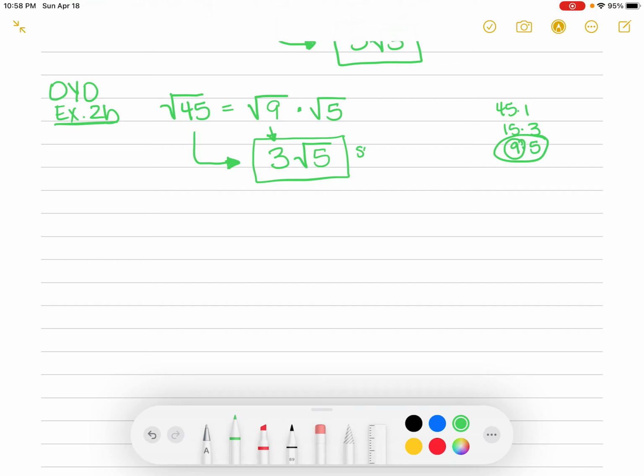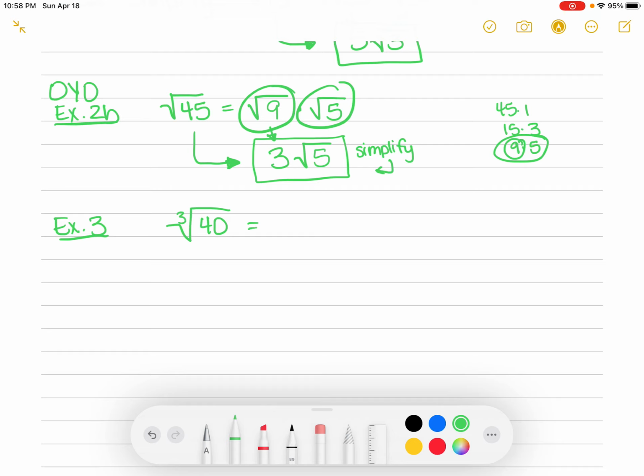This is the simplified version. This is called simplifying the square root. You want to get out anything that's a square out of there, and this is how we do it. Now let's go on to a little bit harder one. That's example 3, and this is a cube root. So we're going to simplify the cube root of 40.